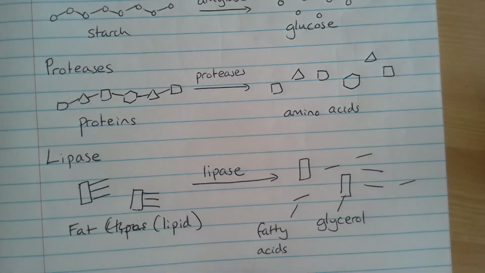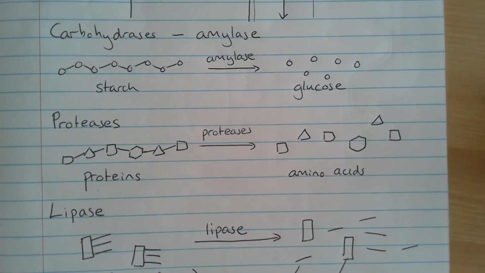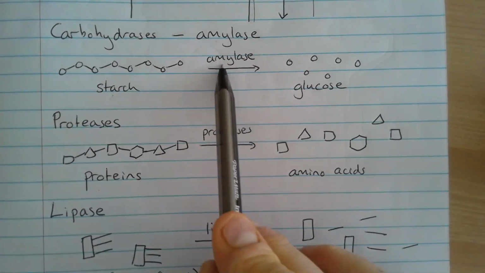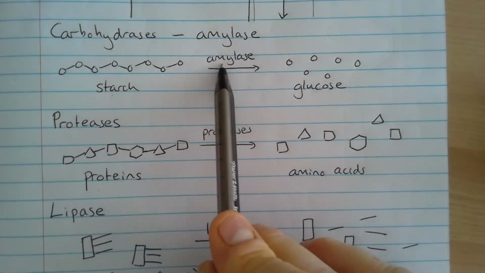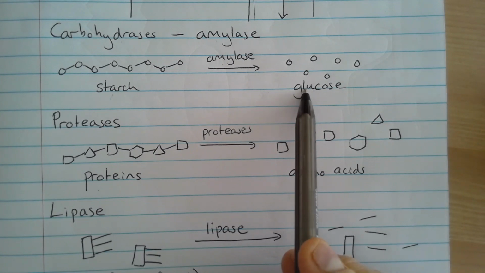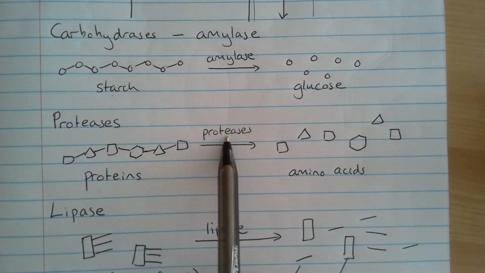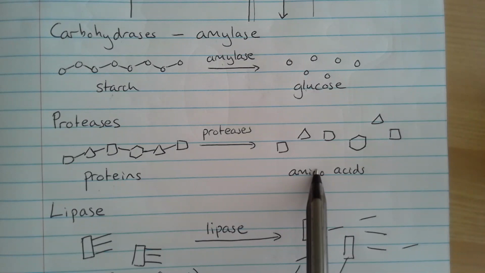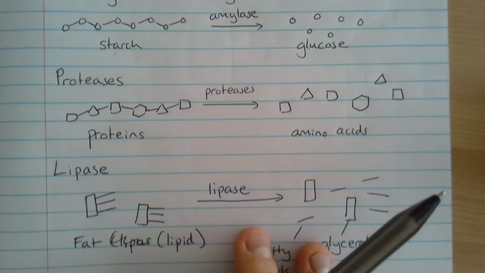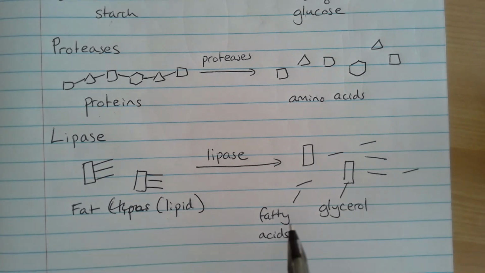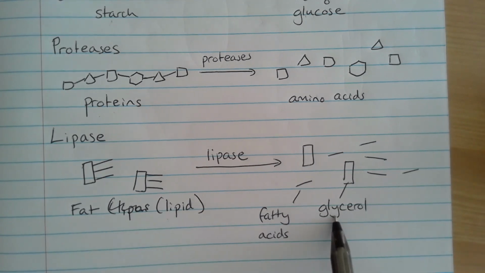So I'm just going to summarise through those again for you. Starch is a long food molecule that is broken up by the enzyme called amylase into glucose. Proteins are long food molecules, or food polymers, that are broken up by proteases into amino acids. And fats, and its proper name lipids, are broken up into fatty acids and glycerol by the enzyme lipase.